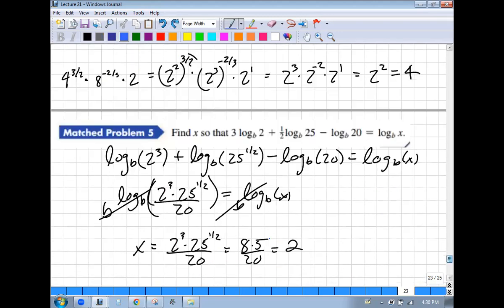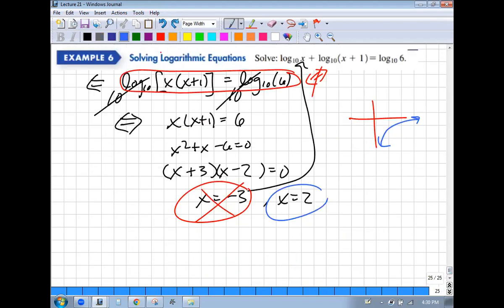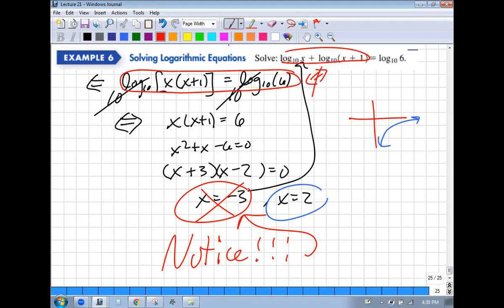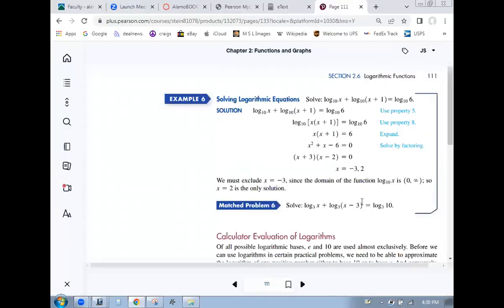Like this guy, our solution, we got x is 2. It was totally fine. We could plug that in. But this guy has an extraneous solution. Notice, this is important. When you combine logs, you might be adding extra solutions that are not solutions to the original equation. So you have to check.